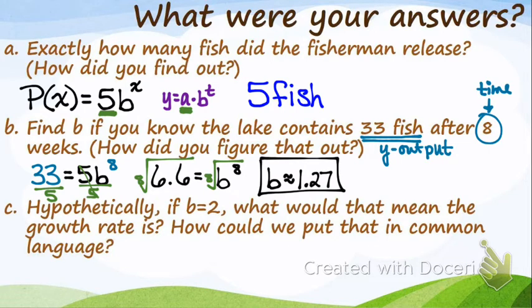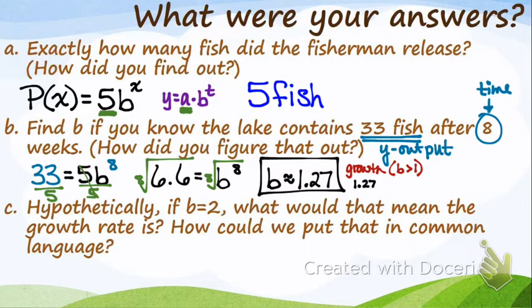I've got a question that goes just a little bit beyond what they asked for. That B value, 1.27, is that showing us growth or decay? Growth. How do you know? Because it's more than 1. Growth. B is bigger than 1. What percent is this describing it growing by? 27%.